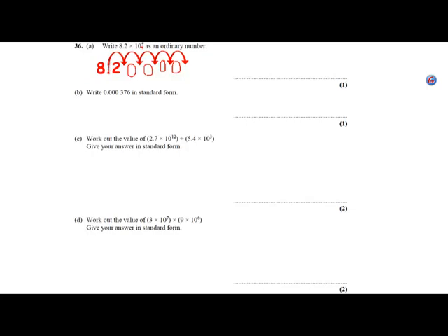But remember, the decimal point is moved, right? So it's no longer between the 8 and the 2. And in my answer space, this is what I write. 820000. Okay? That's pretty straightforward. Let's look at part B.